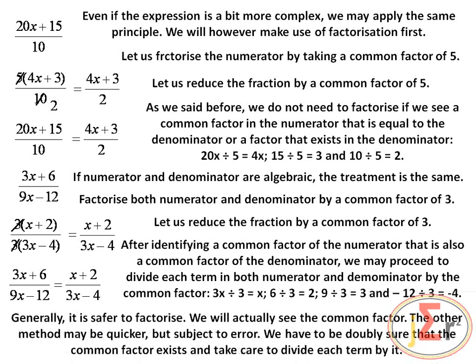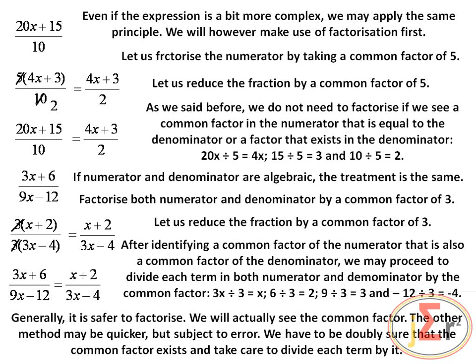Generally, it is safer to factorize. We will actually see the common factor. The other method may be quicker, but subject to error. We have to be doubly sure that the common factor exists and take care to divide each term by the highest common factor. So we have to ensure that the common factor exists. And well, I think that factorization is safer. We try to factorize the numerator by a factor, and then that factor we identify to be in the denominator also. We can go straight ahead and do that.